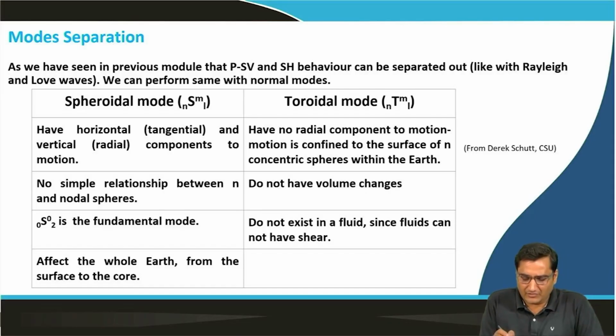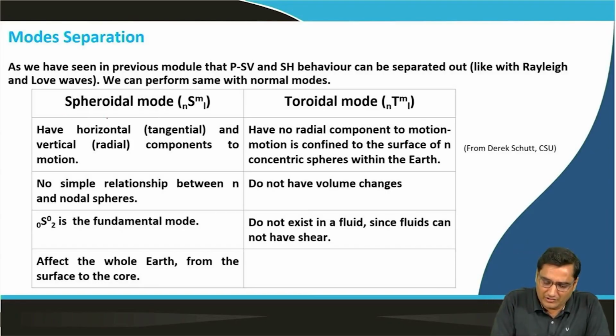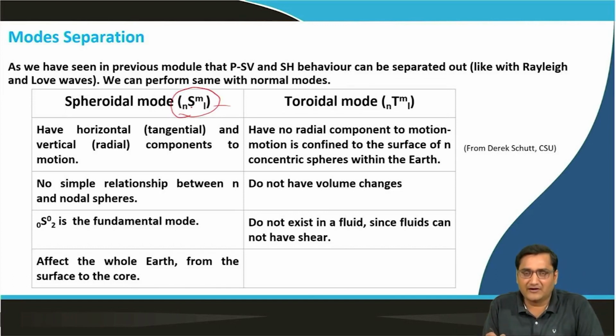So in the case of normal modes, there are two kinds of modes possible. One is the spheroidal mode, another one is the toroidal mode. The expression for the spheroidal mode can be indicated by this, and for the toroidal mode it can be indicated by this. So the spheroidal mode has a horizontal, also known as tangential, motion, and also consists of the vertical or the radial component to the motion.